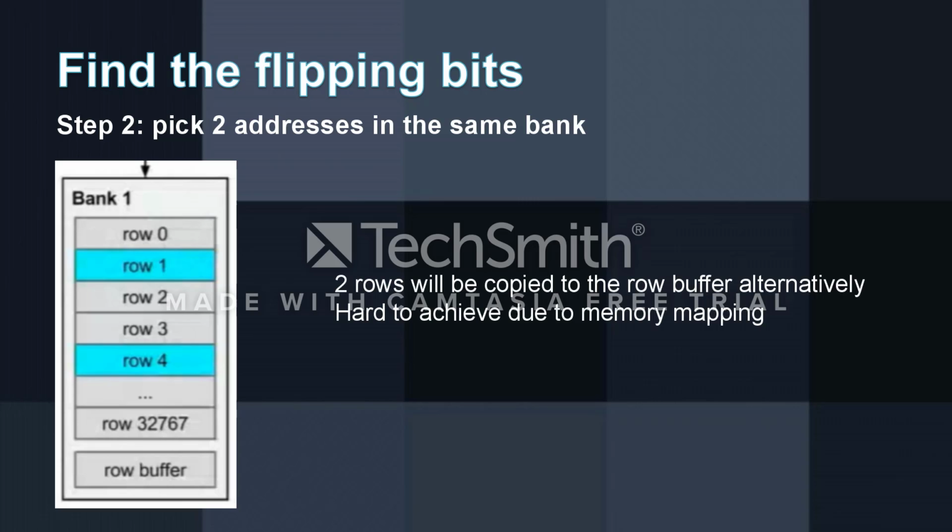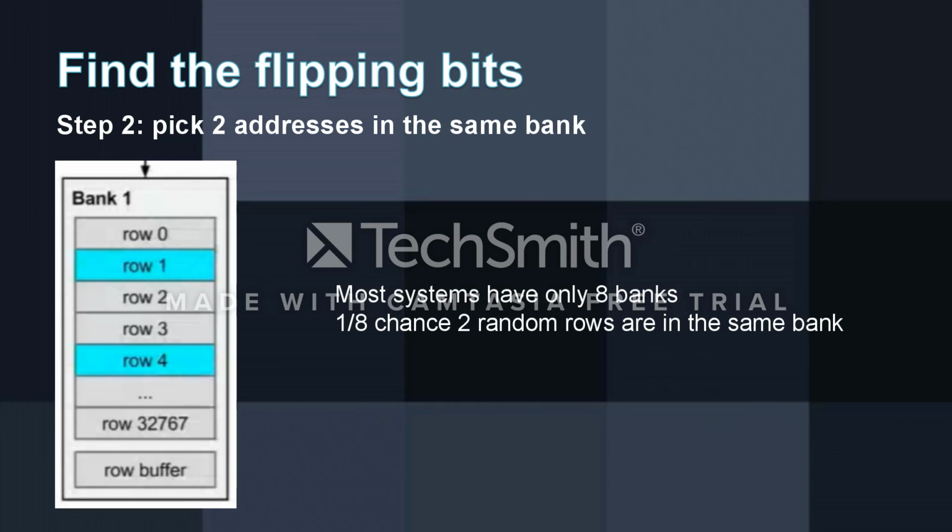However, this may not be so easy due to the fact that on most modern systems, physical memory is mapped into virtual memory, and normally as end users, we don't have any knowledge of physical memory addresses. Well, here's the good news. Most systems have only 8 banks, and if we pick 2 rows at random, there's a 1/8 chance that these 2 rows are in the same bank, which is not bad at all given how fast the operation is.